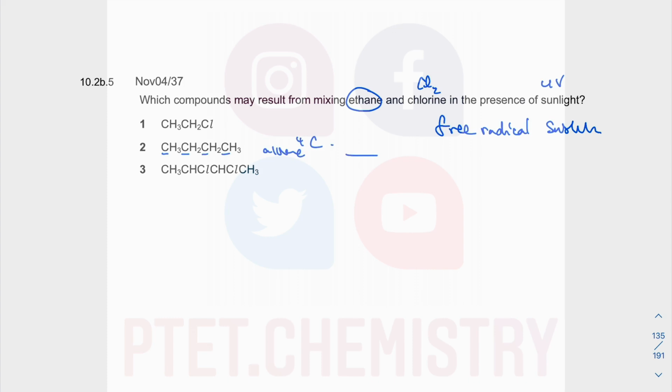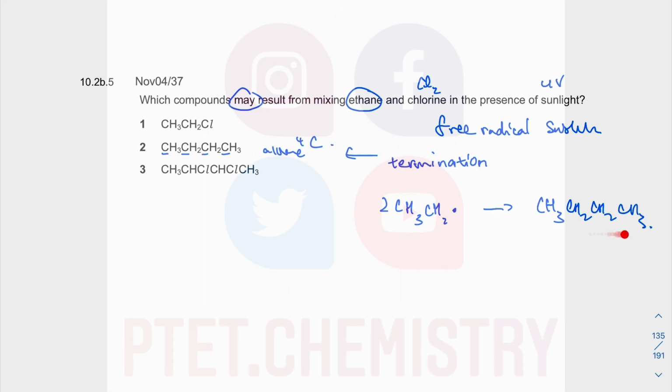And as you can imagine, this one could be produced from termination. So you say what may result, right? I'm just telling you that you could get it from termination. Of course, you could get the CH3CH2 radical. 2 of them recombine, and you will get CH3CH2CH2CH3. Termination involves recombination of radical plus radical to give you a non-radical. So 2 is entirely possible.